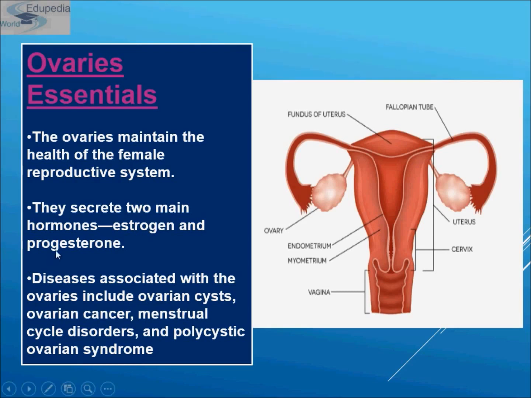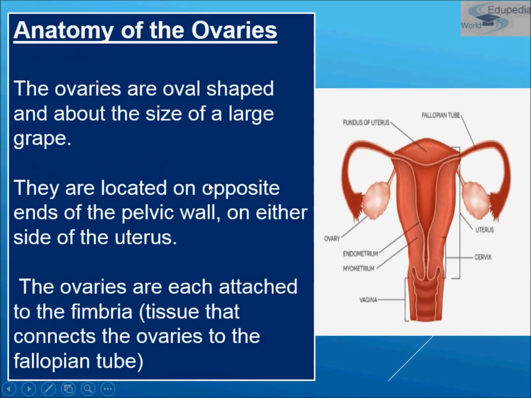So diseases associated with the ovaries include ovarian cyst, ovarian cancer, menstrual cycle disorder and polycystic ovarian syndrome. Okay. So these are the ovaries that maintain the health of the female reproductive system. Now we'll see the anatomy of the ovaries.